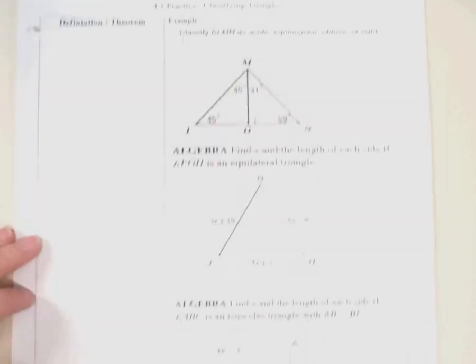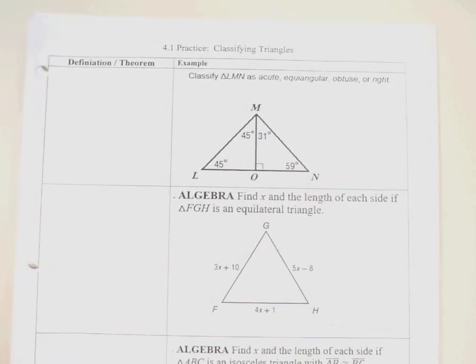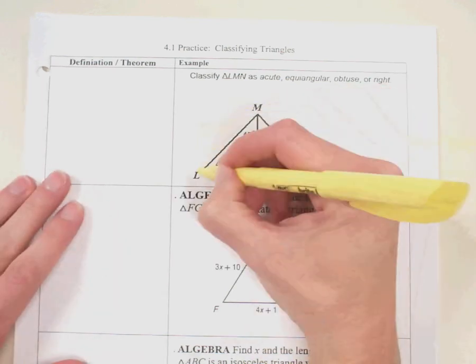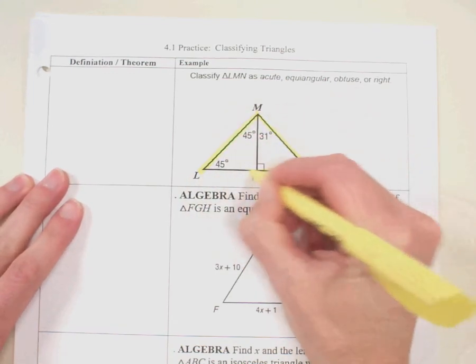Here's some practice for lesson 4.1 and some of the different types of problems we could see. Problem number 1: classify triangle LMN as acute, equiangular, obtuse, or right. So we're classifying the triangle based on its angles. We are asked to classify triangle LMN. I'm going to highlight that triangle. L, M, N is the entire figure.